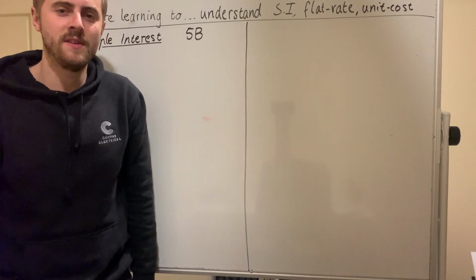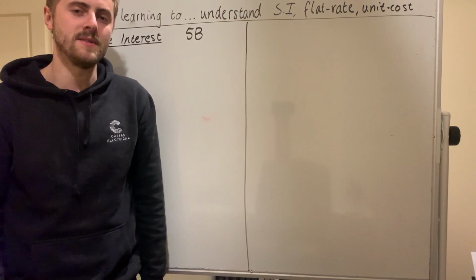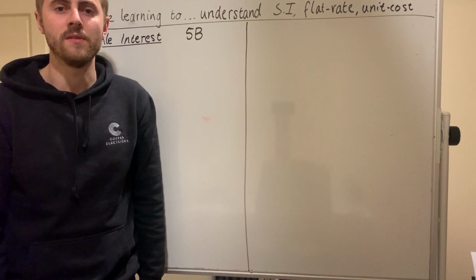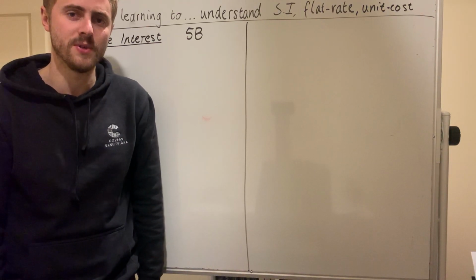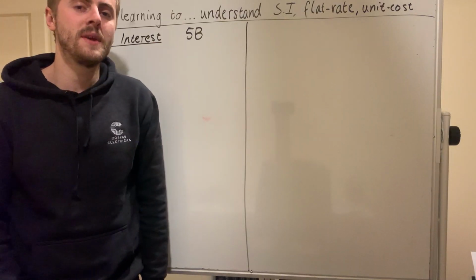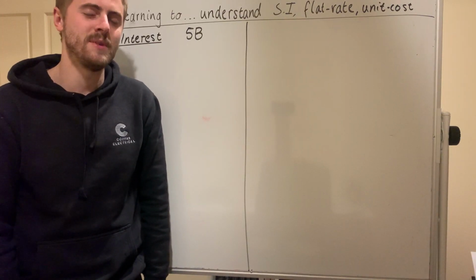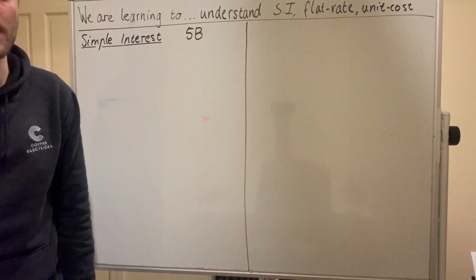Hey guys, welcome to the video for 5B. In this video we'll be going over basically combining our understanding of recurrence relations, so what we did in 5A, the structure of it with initial terms and how we're going up or down by certain things. We'll be combining that with our financial concepts. In particular today we'll be looking at simple interest, flat rate and unit cost.